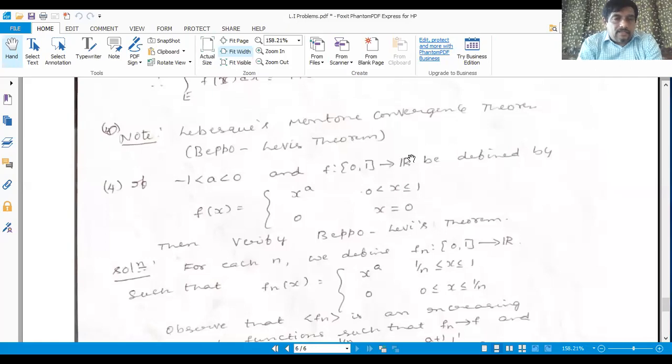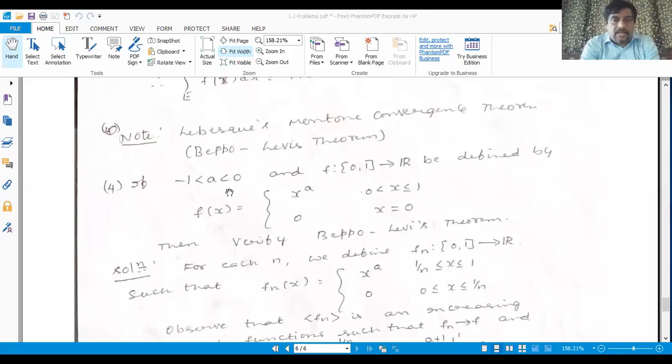In today's class, we will concentrate on the Lebesgue monotone convergence theorem and problems related to it. Sometimes it is mentioned as the Beppo Levi theorem. Using the Beppo Levi theorem, you can verify some of the given problems. This is one of the problems related to that.